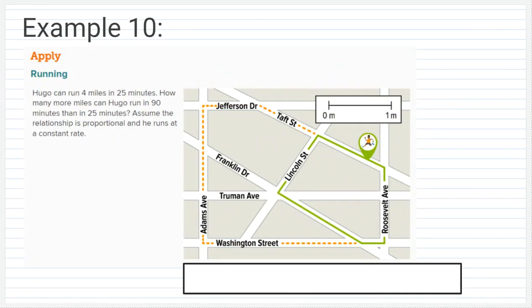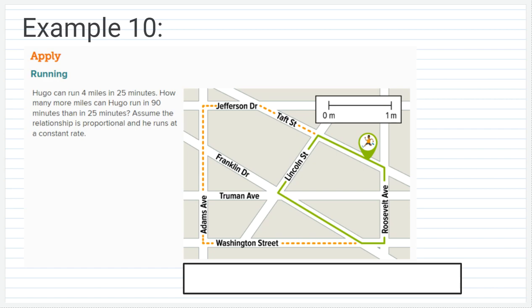All right, last example. So we're looking at a running problem. Hugo can run 4 miles in 25 minutes. We want to know how many more miles Hugo can run in 90 minutes than in 25 minutes. We're going to assume that the relationship is proportional and he runs at a constant rate. He is Mr. Consistent when he runs.